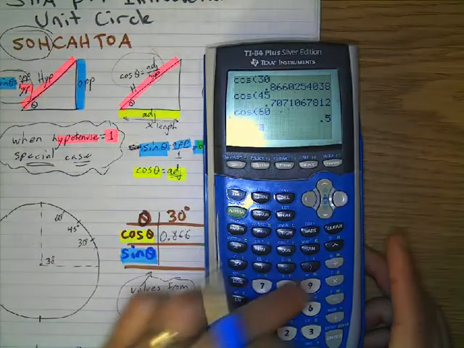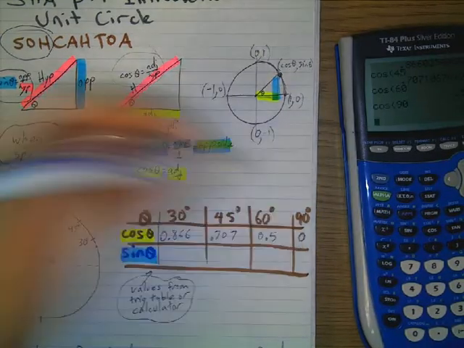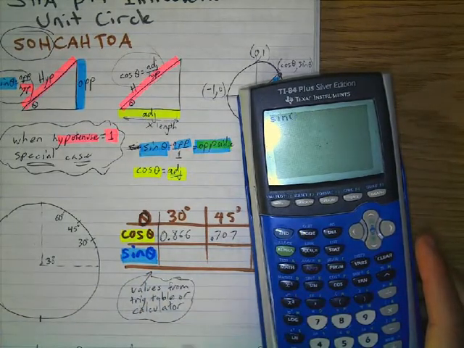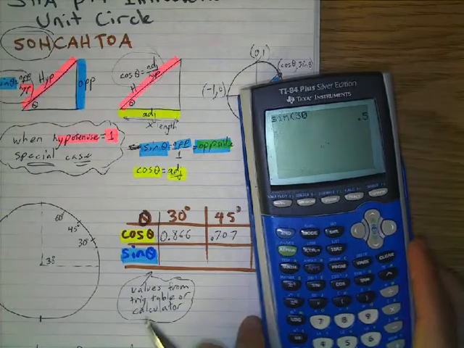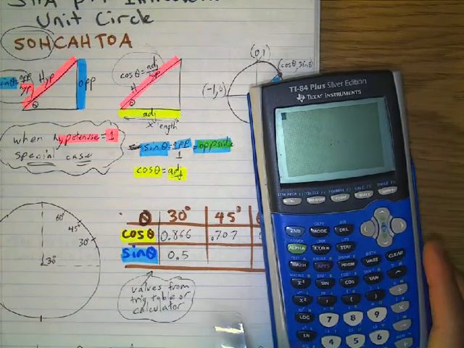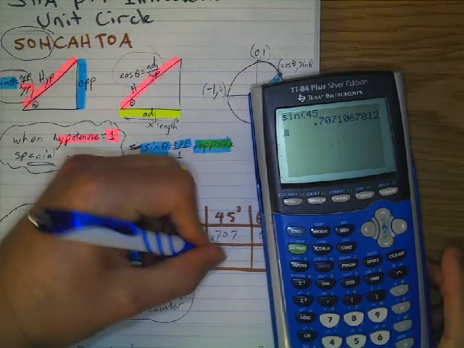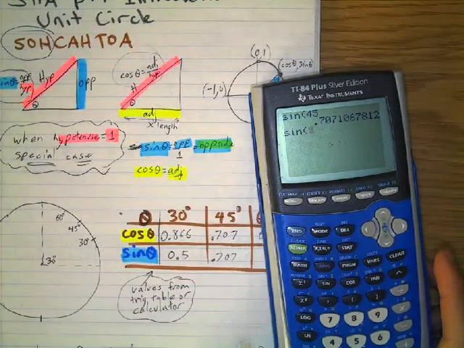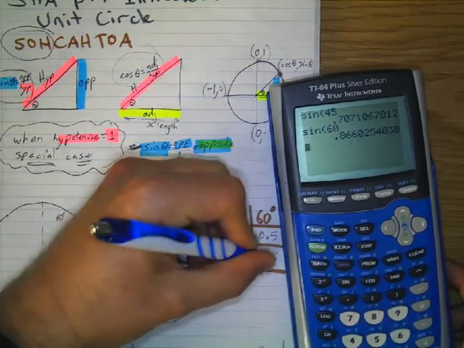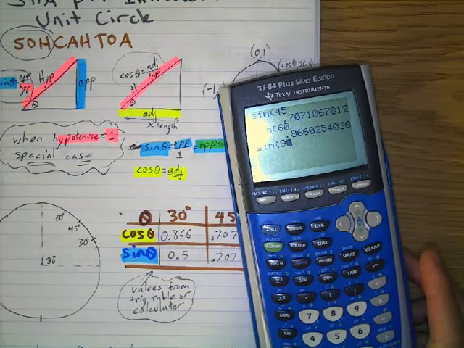Cosine of 90 is 0, and sine of 30 is 0.5, sine of 45 is 0.707, sine of 60 is 0.866, and sine of 90 is 1.